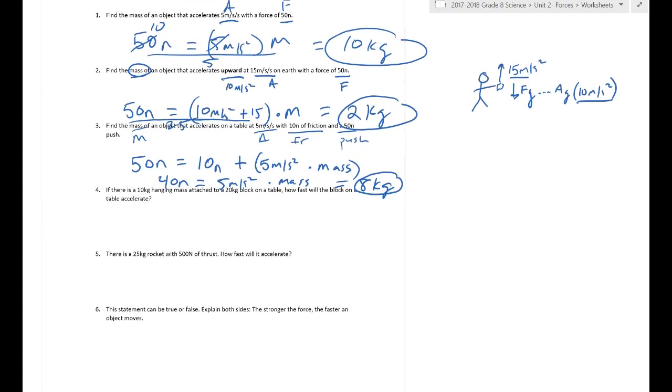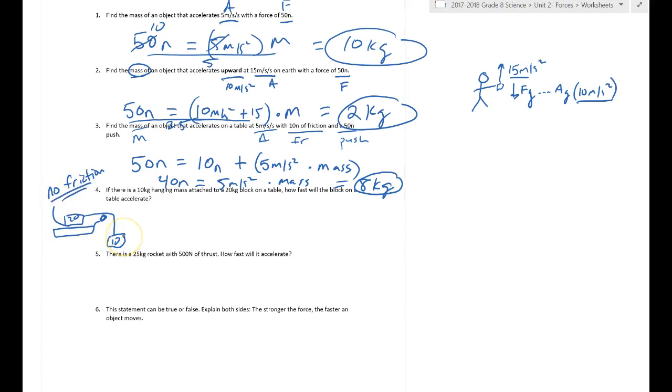In number 4, there's a 10 kilogram hanging mass attached to a 20 kilogram block on a table. So always draw a picture. There's my little pulley system. Here's a block on a table attached to this block right here. This one is 10, this one is 20. How fast will the block on the table accelerate? Remember, there is no friction. Unless friction is stated, we're assuming there's no friction.